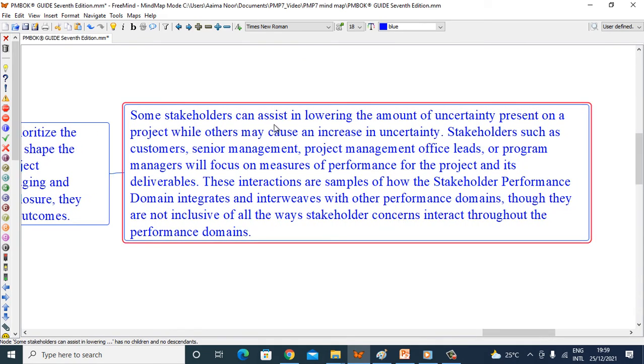Some stakeholders can assist in lowering the amount of uncertainty present on a project, while others may cause an increase in uncertainty. Stakeholders such as customers, senior management, project management office leads, or program managers will focus on measures of performance for the project and its deliverables. These interactions are samples of how the stakeholder performance domain integrates and intersects with other performance domains, though they are not inclusive of all the ways stakeholder concerns interact throughout the performance domains.